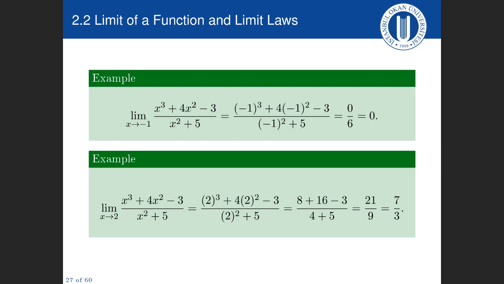And then in the second example, it's the same type of question. The limit as x tends to 2 of this rational function. The limit of the function on the bottom is not 0, so we can just replace every x by 2. 2 cubed plus 4 times 2 squared minus 3 divided by 2 squared plus 5.